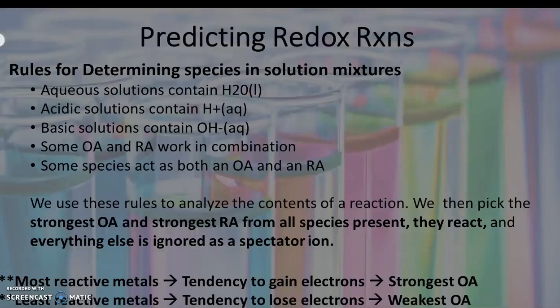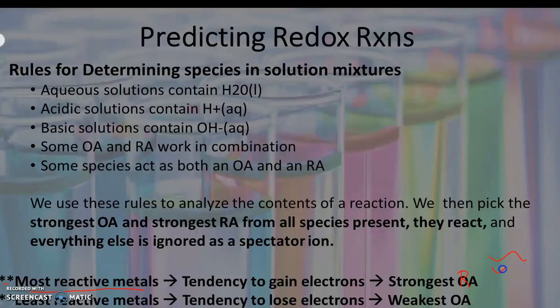And so some general rules to follow. You don't really have to commit these to memory, because if you go through this step-by-step process, you don't really need to memorize these last two lines here. The most reactive metal is usually the strongest RA, and the least reactive metal would be your OA.